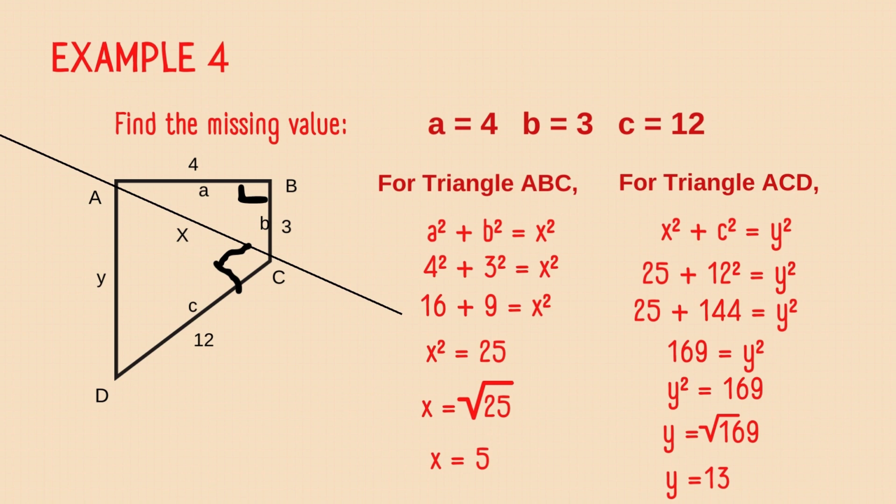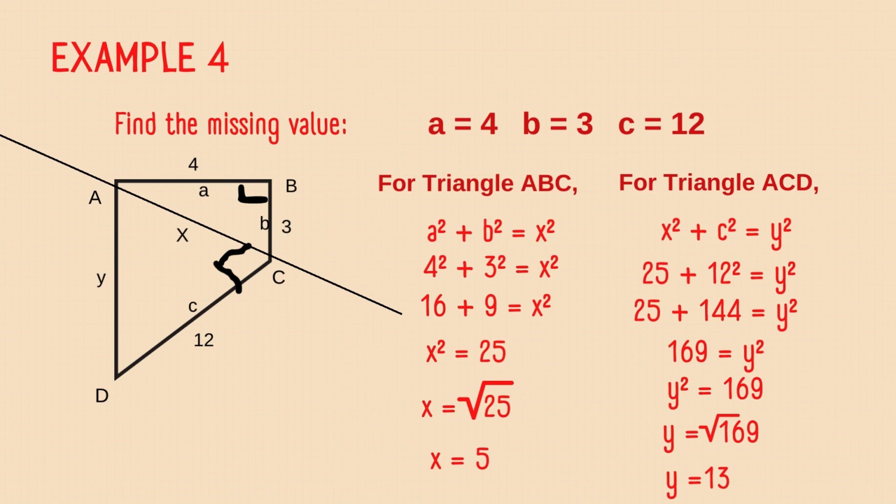Now for triangle ACD, I've been able to get the value of x, which is 5. And I now want to go ahead and solve for the value of y. So in my triangle ACD, my hypotenuse is my side y because it's the side that is facing the right angle. So my x squared plus my c squared is equal to y squared. Remember, the Pythagorean theorem states that the sum of the squares of the sides is equal to the square of the hypotenuse. So my x squared plus c squared is equal to y squared.